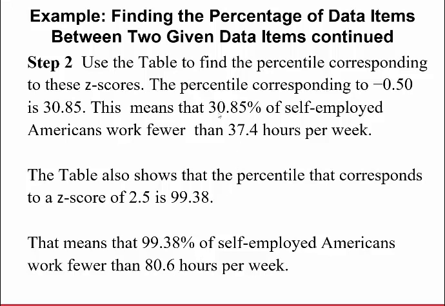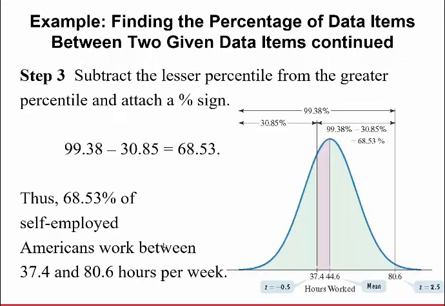Now you take this percentage and subtract it from this percentage. Subtract the lesser percentage from the greater percentage and attach a percent sign. So you take 99.38 minus 30.85, and you get 68.53. Thus we're able to say that 68.53% of self-employed Americans work between, this is crazy, 37.4 hours and 80.6 hours per week.